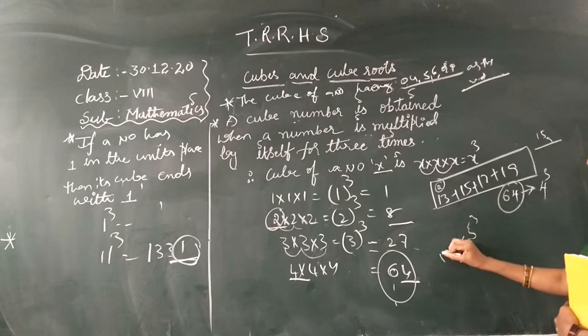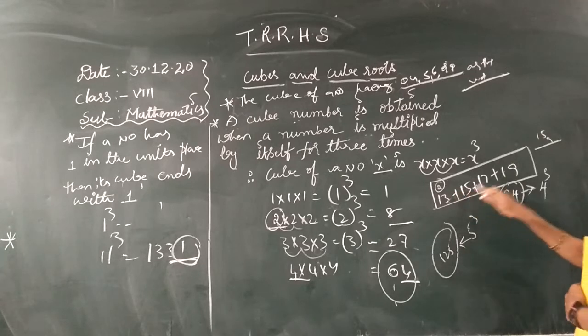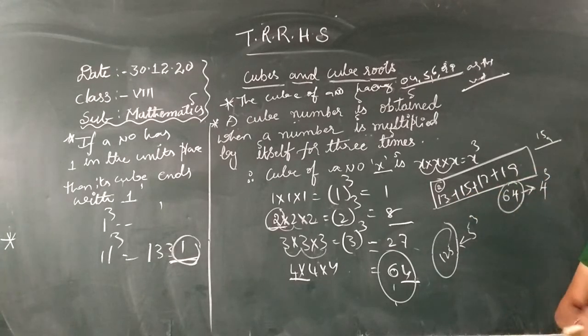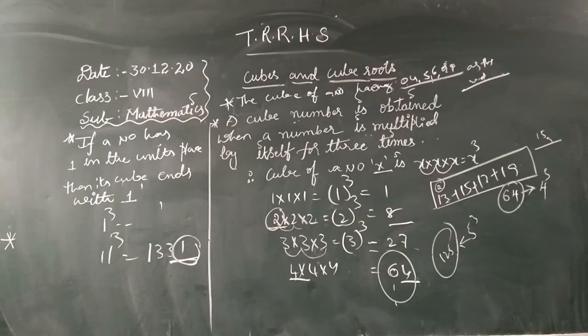5 cube means 125. To get 125, how many odd numbers? 1, 2, 3, 4 they took. So in the first one, they took only 1 odd number. In the second, 2 odd numbers. Third one, 3. Fourth one, 4 cube, 4 odd numbers. Now they are asking a question for you, 5 cube. So how many odd numbers do you have to take? 5 odd numbers you have to take and finish up the problem.